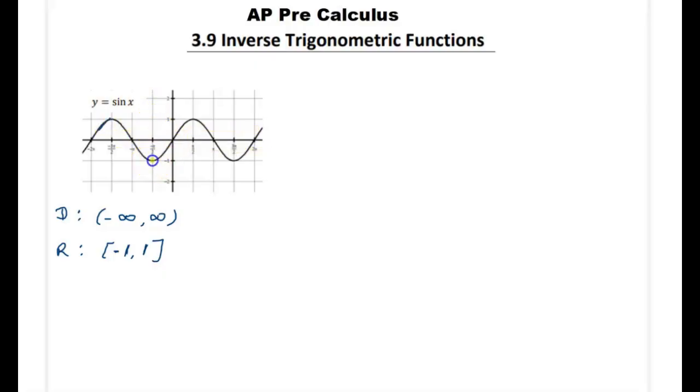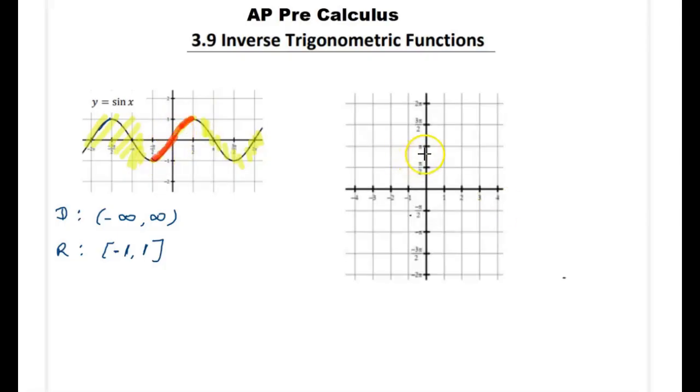And we observe that if we keep only this part of the graph from negative pi over 2 to pi over 2, it passes the horizontal line test. And if we delete all the graph before negative pi over 2 and after pi over 2 and keep only this part of the graph, then it passes the horizontal line test and then it can have the inverse function.